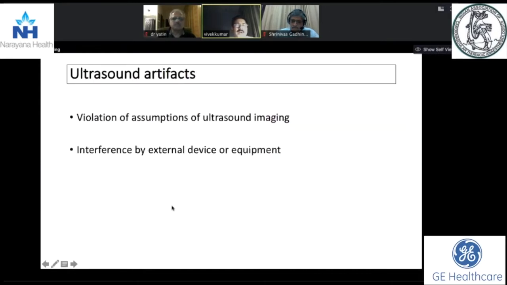So the ultrasound artifacts, basically, artifacts are something which are not there, but we see that they are there. And they can be classified into two types. The ones which arise out of the assumptions of physics, which we make while doing an ultrasound imaging. And the others are the ones which arise when there is interference by an external electronic device or equipment.